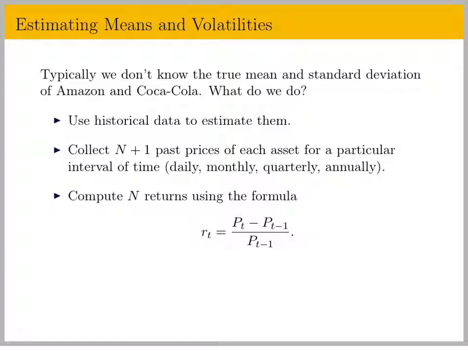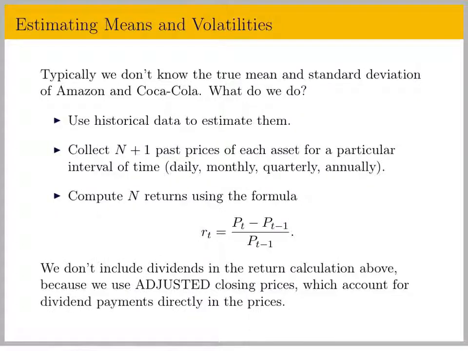Now the formula for computing the n returns we've seen in a previous lecture is simply taking the difference between the prices and then dividing that by the previous price, that is the price of the previous period. Now, if there was a dividend paid out, you would also need to add the dividend in the numerator there. But one way to deal with dividends and to not have to explicitly add these in is to just use adjusted prices, adjusted closing prices.